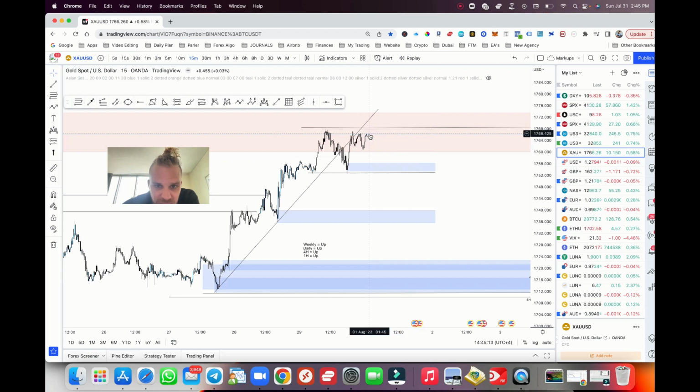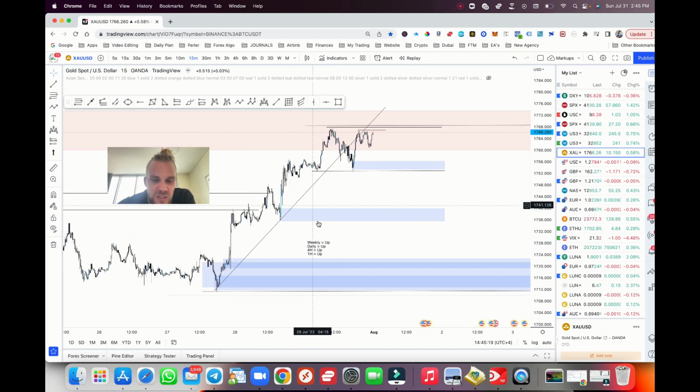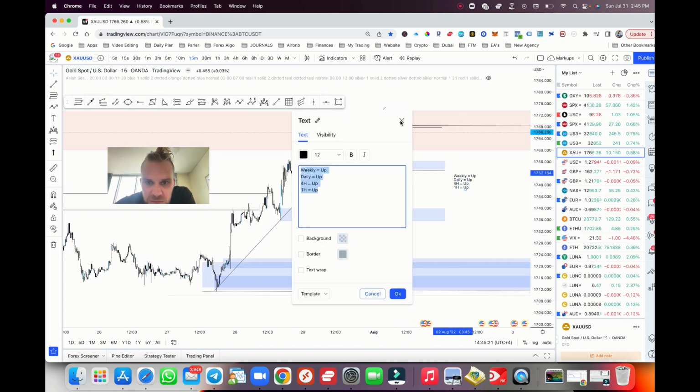So on the 15-minute, we've marked up all our trend lines here, so that's cool. So let me zoom in now. So let me just have a look.